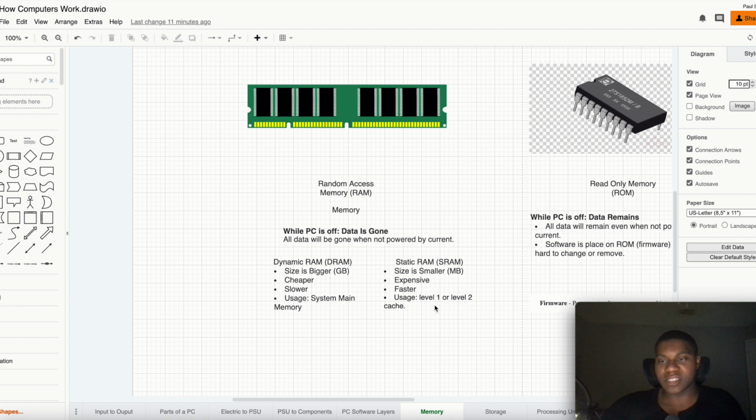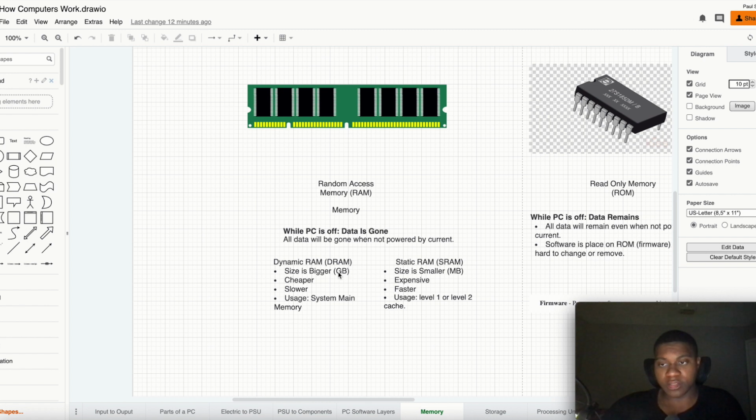The one that's in the CPU is often called static RAM, SRAM, and the size is smaller. It's around a couple megabytes. It's expensive, but it's fast, and they usually call it level 1, level 2 cache. Cache is just storage that you can access quickly, and it's often small, for really important stuff at the task at hand, right?